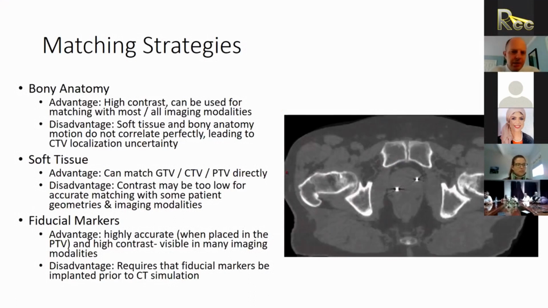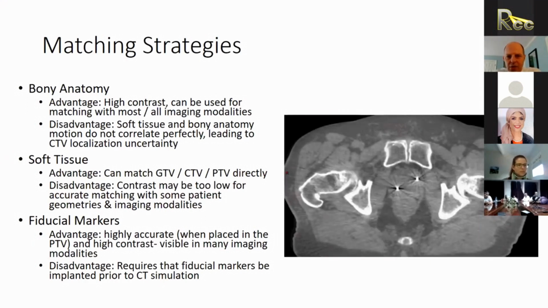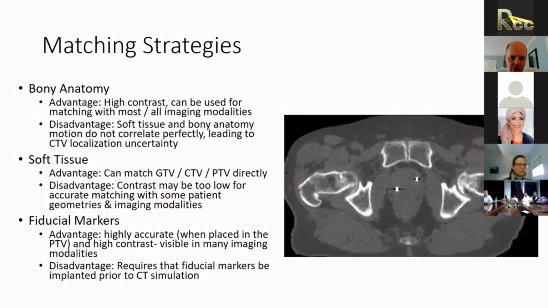Some things to keep in mind: when we match with bony anatomy, one advantage is that it's high contrast. It can be used for matching with most or all imaging modalities. One disadvantage is that soft tissue and bone anatomy motion do not correlate perfectly, leading to CTV localization uncertainty. So you may have a little extra uncertainty, and people have measured this. There are numbers in the literature. It's a good idea to keep in mind how much uncertainty you have between your bony anatomy and whatever your target is, and that may vary depending on the location and also on the patient.